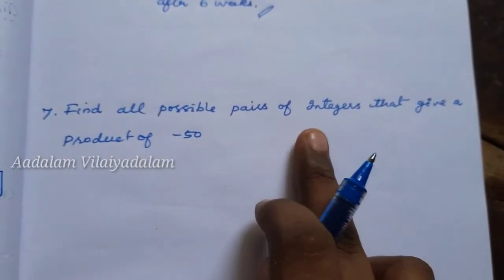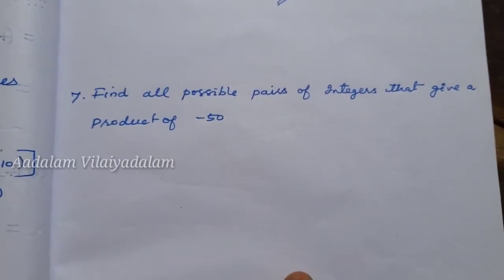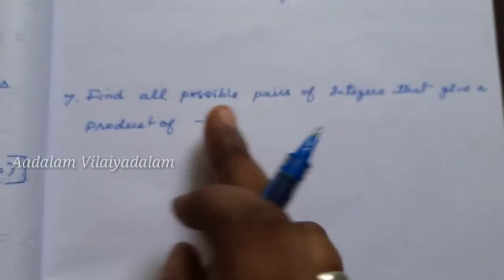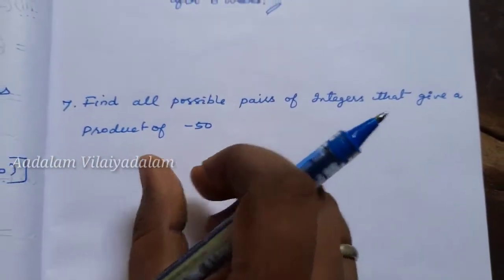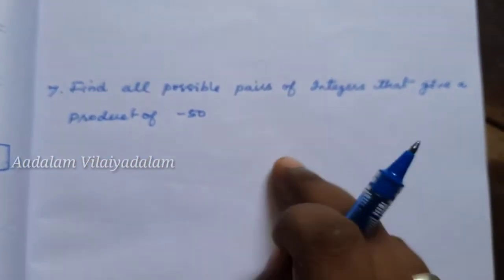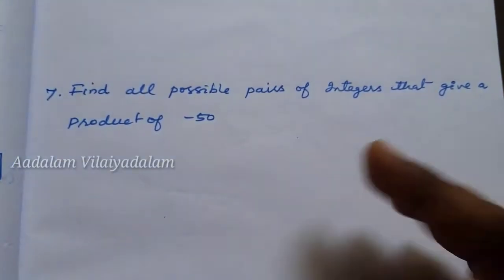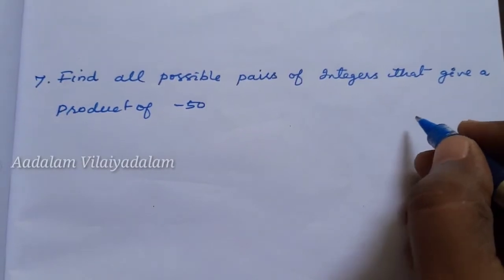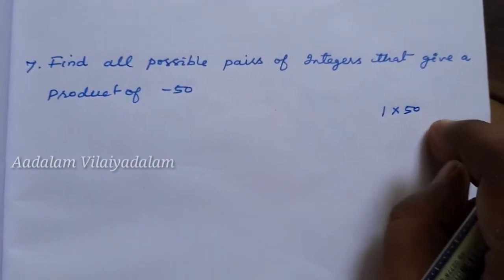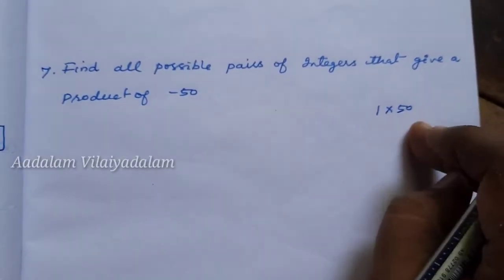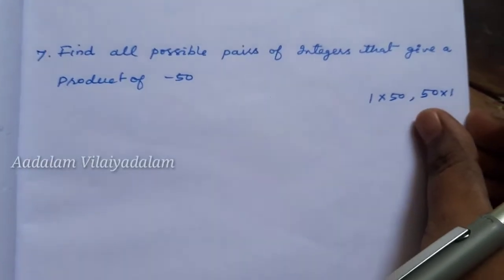Find all possible pairs of integers that give a product of minus 50. So here they are asking to find the pairs of integers that give a product of 50. So first let's find the product of 50. In what ways can we get the product of 50? So let's recall the table, that is 1 50s are 50 we will get. Then we can write 50 1s are also 50.